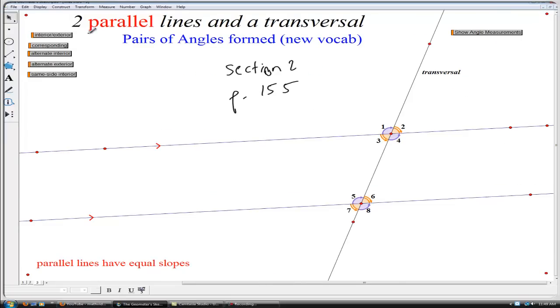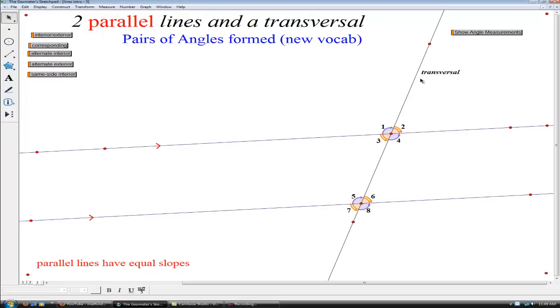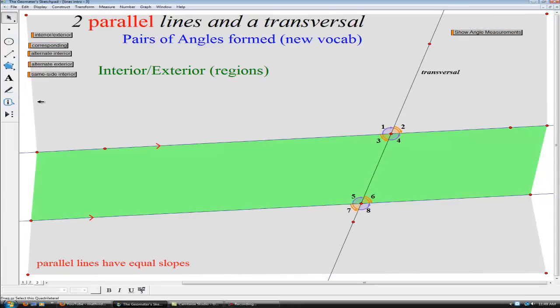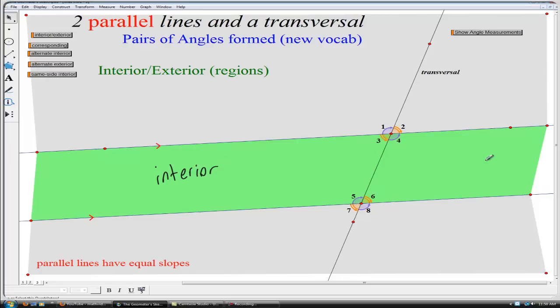For this last page, we are talking about parallel lines. And because we have parallel lines given, and parallel lines have equal slopes, this is our notation for parallel lines on a construction or in a sketch. Again, we need to understand this green region would be the interior region, this entire green, and the two gray regions are the exterior regions.